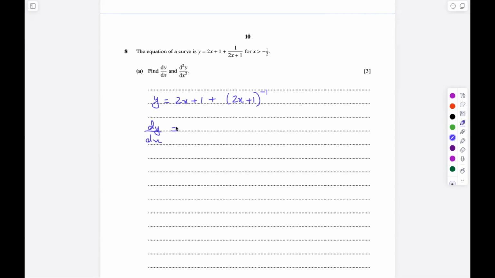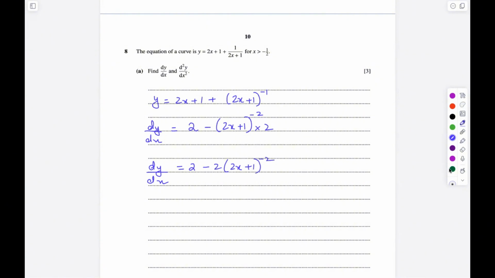Now finding dy/dx. Differentiating 2x becomes 2. Differentiating 1 becomes 0. And differentiating this bracket, the minus will multiply by the coefficient, so that will become minus into (2x plus 1). The power will decrease by 1, so that will become minus 2. We'll also multiply it with the derivative of 2x plus 1, which is positive 2. So dy/dx is equal to 2 minus 2 into (2x plus 1) to the power minus 2.